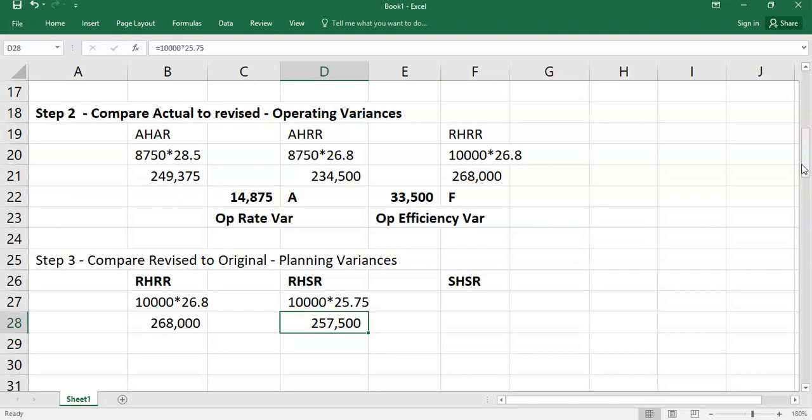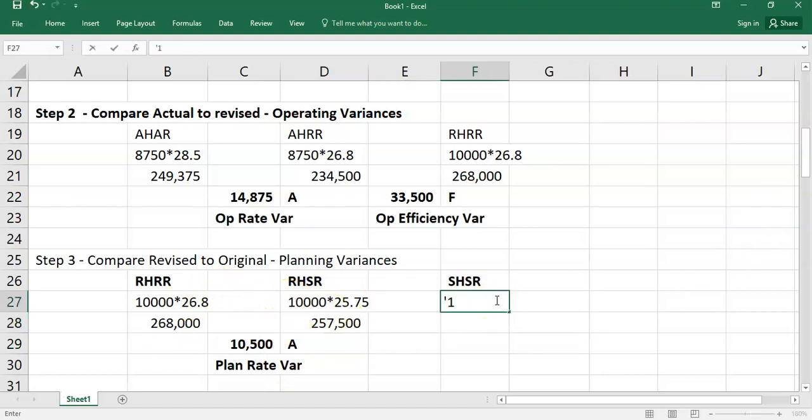So what we're saying here then is the standard rate was 25.75. The updated rate, which was agreed at the social event, was 26.8. So this is an adverse movement. It's an adverse planning movement, 10.5. And that is the planning rate variance. And that is adverse. So that's nothing to do with the manager. That's due to the fact that the standard that's expected has increased.